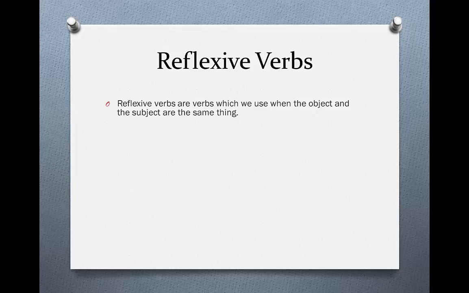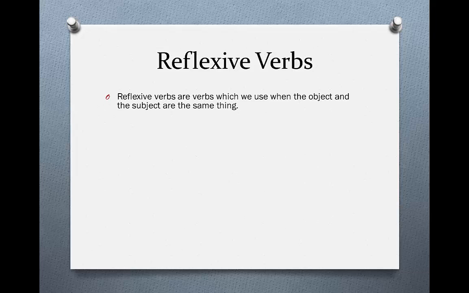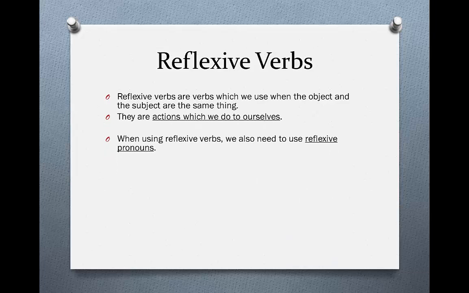Reflexive verbs. Reflexive verbs are verbs which are going to be used when the object and the subject are the same thing. These verbs all take être. So we also need reflexive pronouns when using reflexive verbs. So we're going to use me for je, te for tu, se with il and elle, nous with nous, vous with vous, and se for ils and elles.